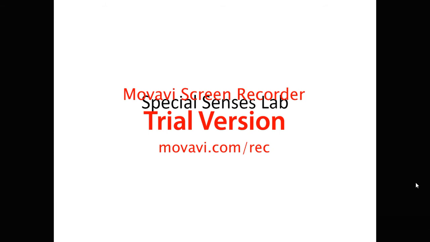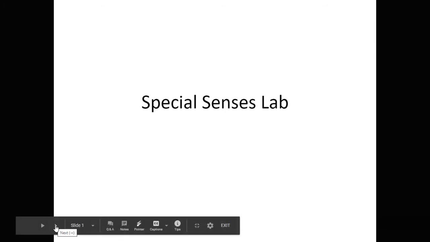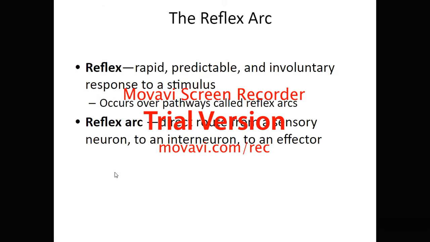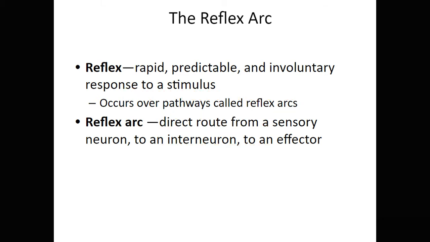Human reflex anatomy. So this is our special senses lab, and today our focus is going to be on reflexes. Next week we'll be focusing on the eye, but this week we're going to be focusing on reflexes. So essentially, a reflex is a rapid, predictable, and involuntary response to a stimulus.